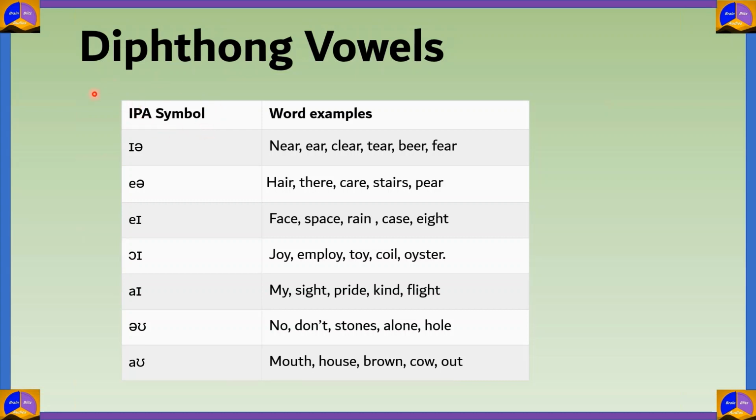The next symbol in the International Phonetic Alphabet for diphthong vowels represents the sound air. This is used in words such as hair, there, care, stairs, pair, etc. The third IPA symbol for diphthong vowels represents the sound a. Now this is used in words such as face, space, rain, case, and eight.